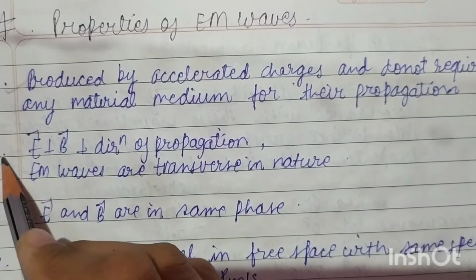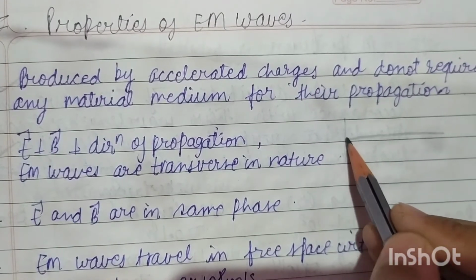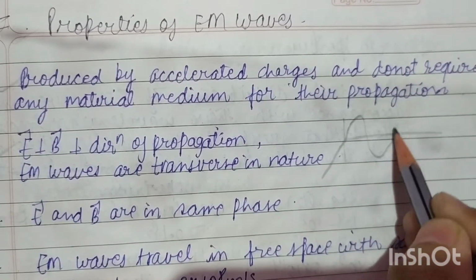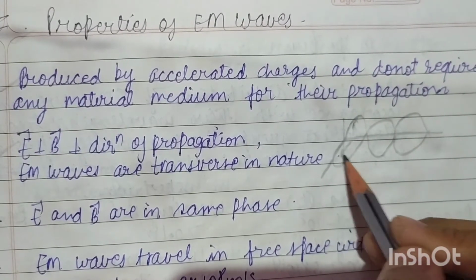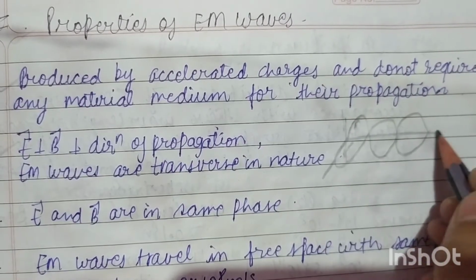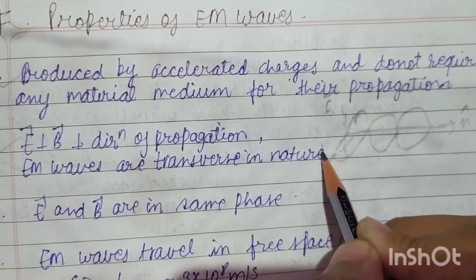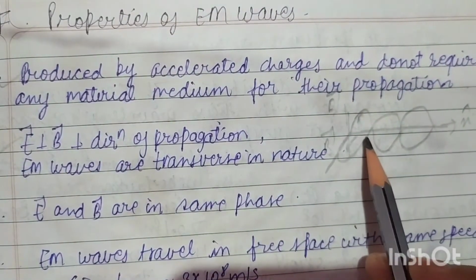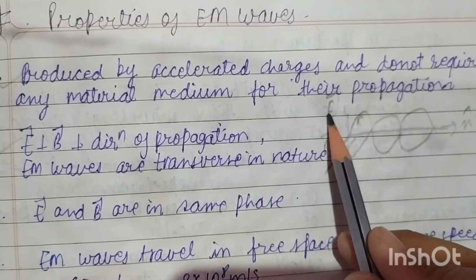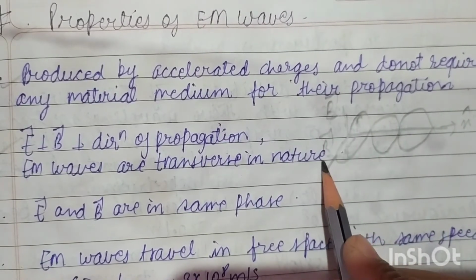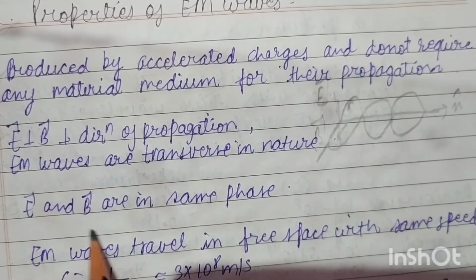Now let us discuss the second property of EM waves. When we are talking about EM waves, we must have seen this kind of figure. This is the electric field vector and this is the magnetic field vector, and this is the direction of propagation, which we can represent as n cap. We can see that in EM waves, the electric field vector and the magnetic field vector are perpendicular to each other, and both are perpendicular to the direction of their propagation. So we can say that EM waves are transverse in nature.